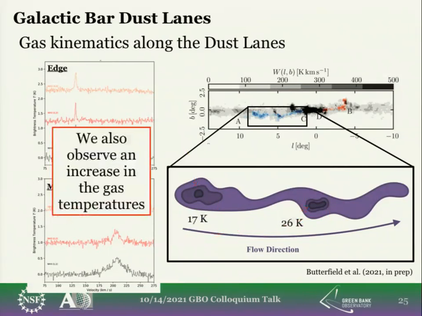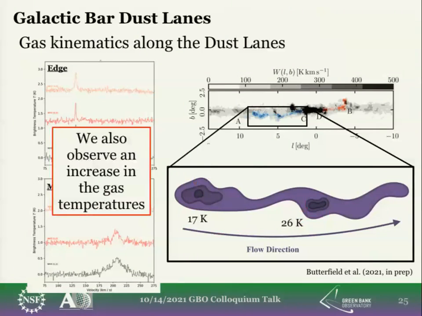One of the other things that you can do with ammonia is get an understanding of what the gas temperatures are. Ammonia is very sensitive to gas temperatures. So by using multiple transitions of ammonia and how much you have in each of those different transitions, you can see what temperatures you would need to excite some of those higher transitions.